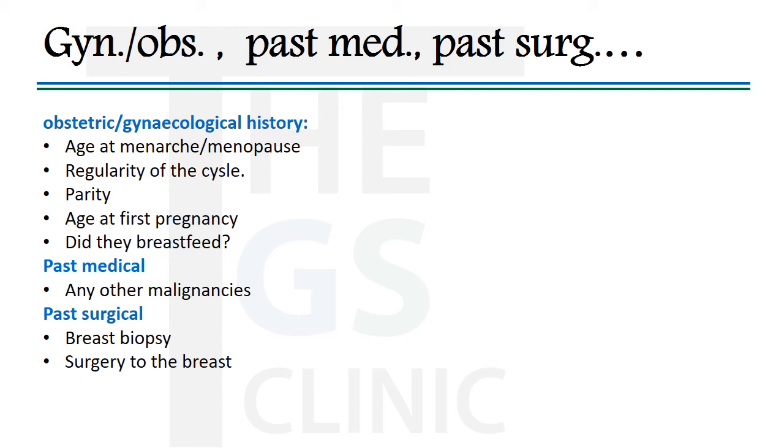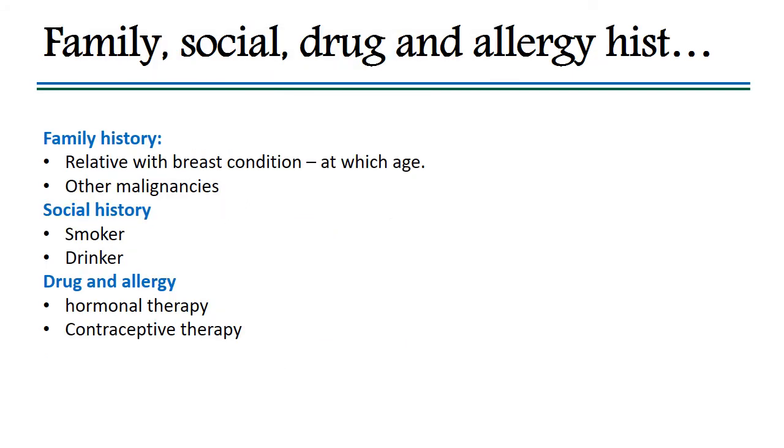Past surgical history, specifically about the breast biopsy or any breast surgery if she had before. And family history is very important, specifically for the first degree and second degree relatives. If any of them had a breast condition or any of them had a malignancy, even if it's not a breast malignancy, it might be another malignancy, but it's also important because they might be related to her breast condition.